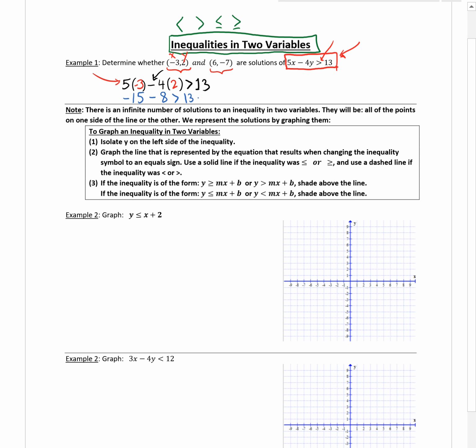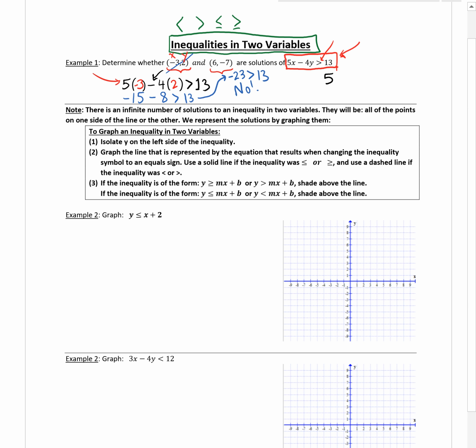I don't think so. Let's see, what's -15 subtract 8? That's -23. It doesn't even matter what it is. It's something negative, and something negative cannot be greater than something positive, like 13. That's a no. So that means the first ordered pair they gave us is not a solution to this inequality. Let's try the second one, because they want to know about both of them.